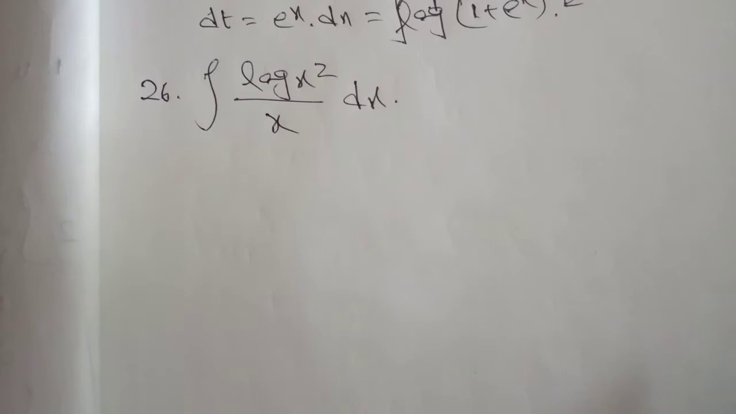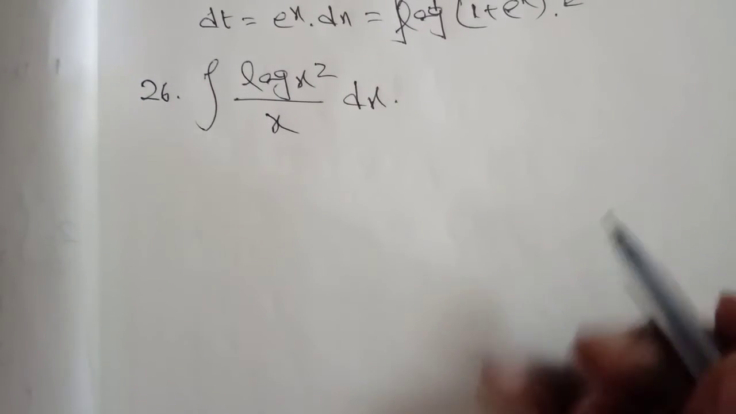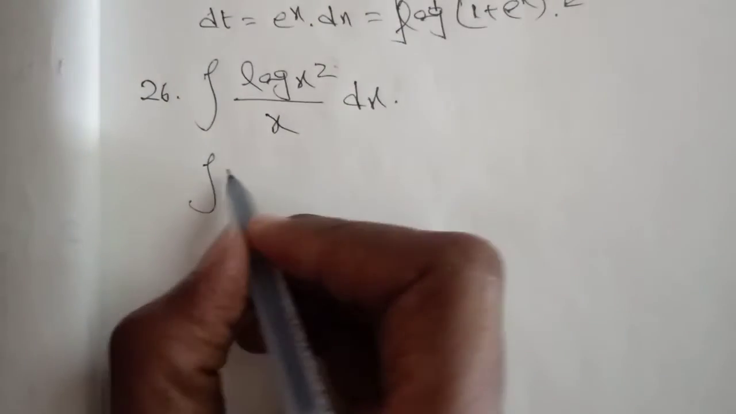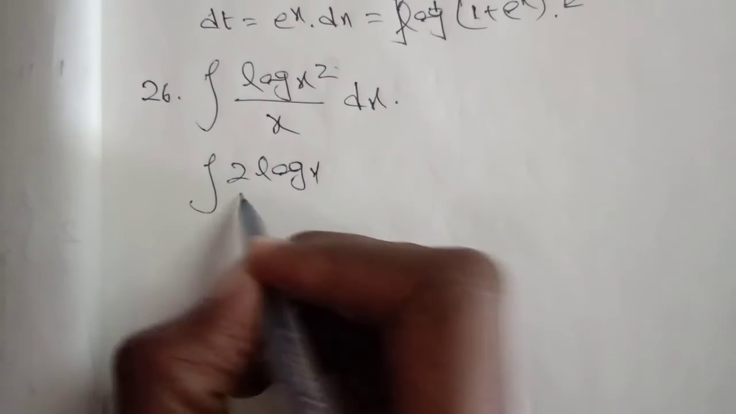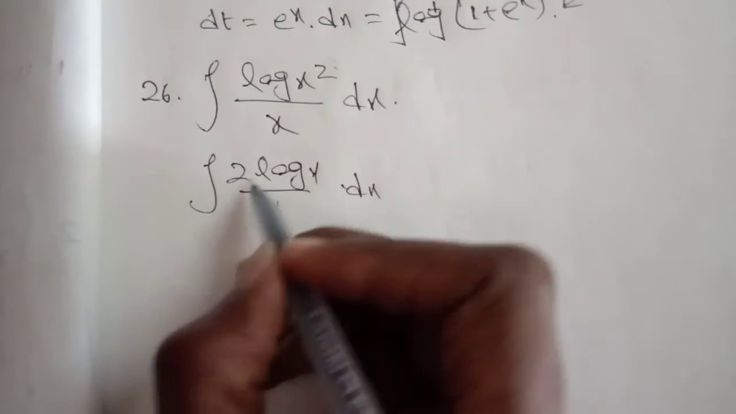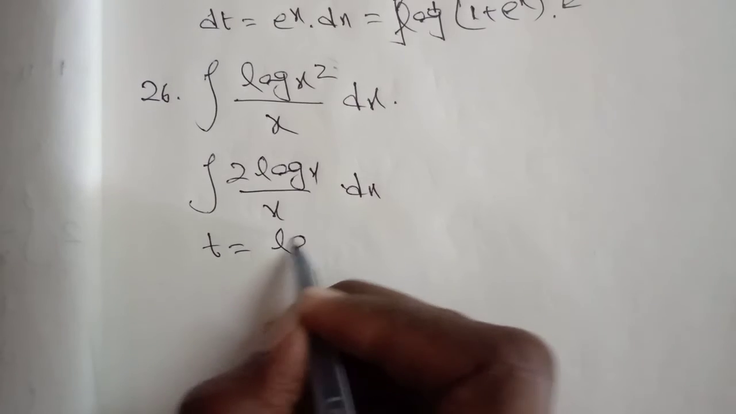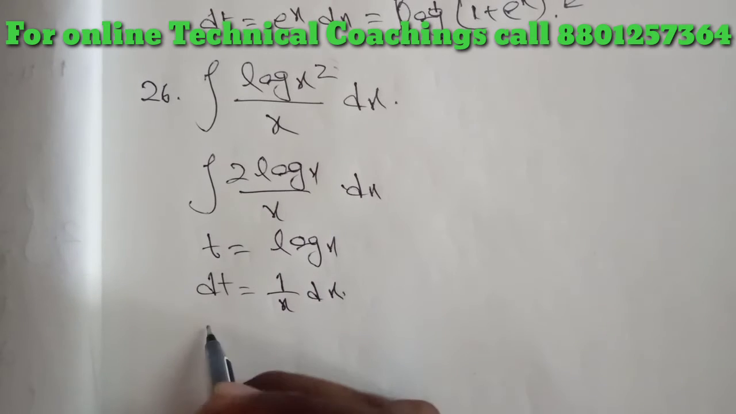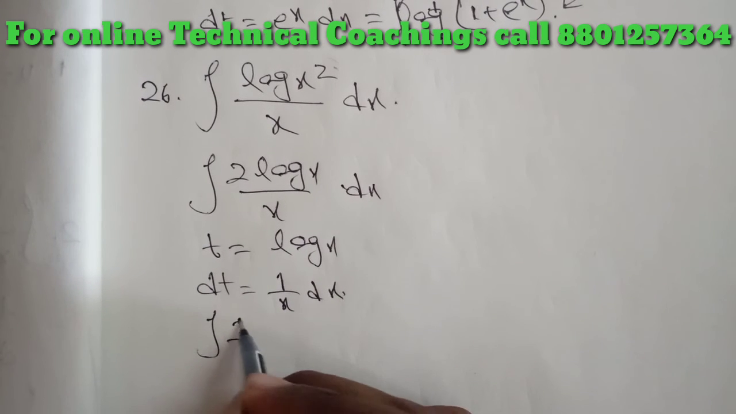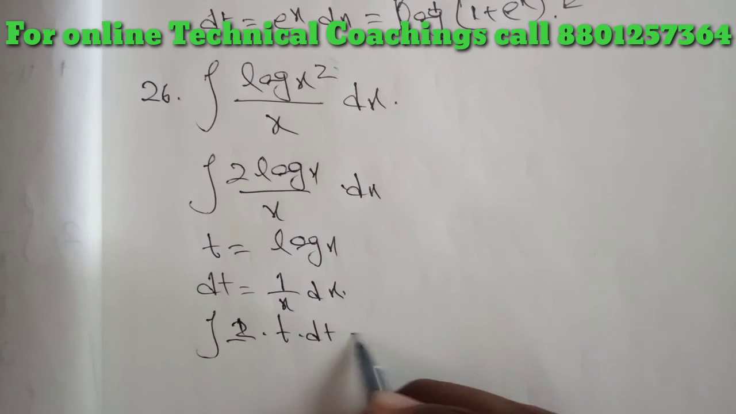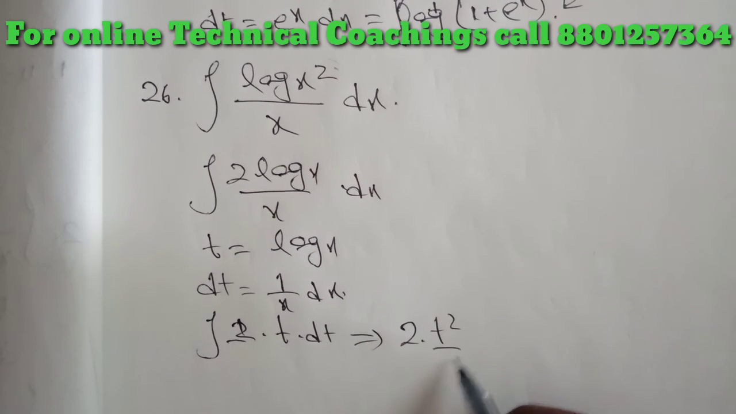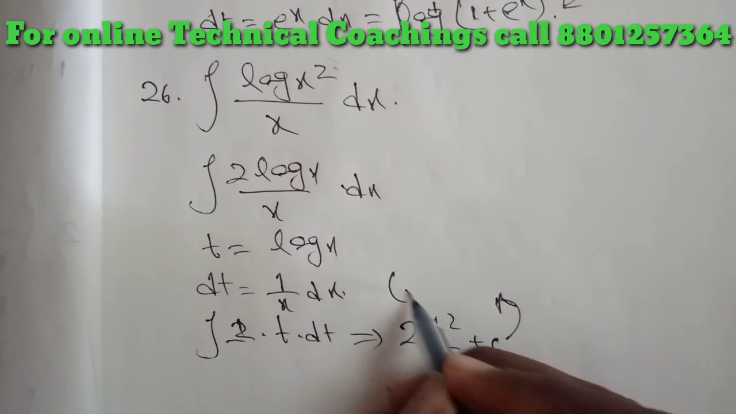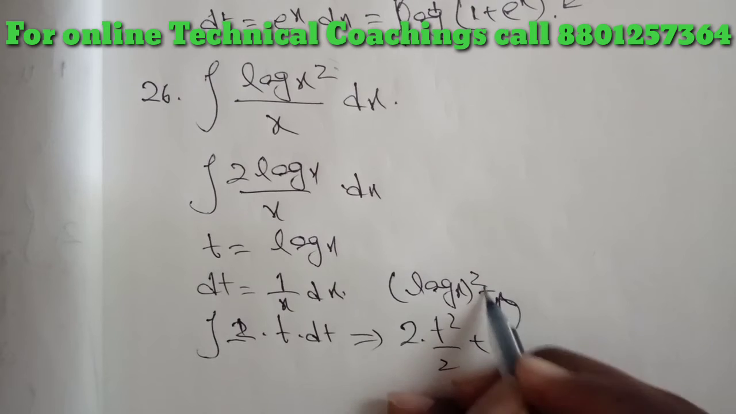So the solution for this problem with the conventional method is, we can write the power in the front side: 2 log x by x into dx. As we consider t as log x, we get the differentiation as 1 by x, and the term becomes 2 t into dt. So that becomes 2 into t square by 2 plus c. So that will give the answer of (log x) whole square plus c.